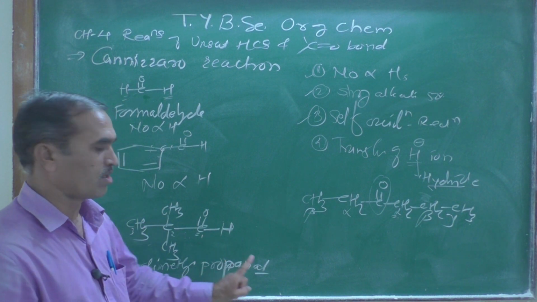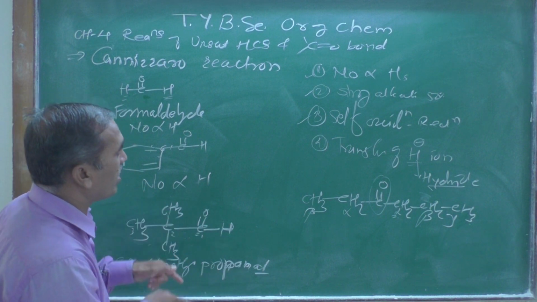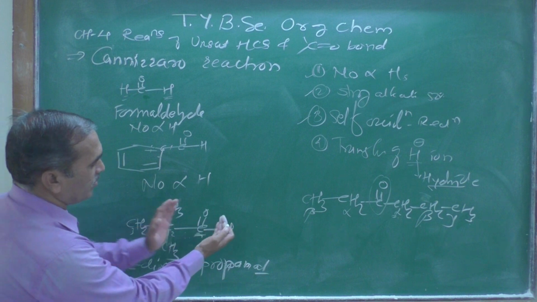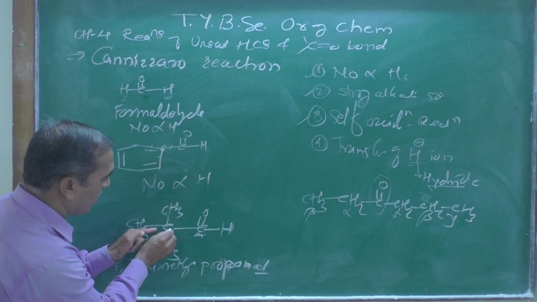Does this 2,2-dimethyl propanal undergo Cannizzaro's reaction? No, it does not undergo. So yes, it undergoes Cannizzaro's reaction. Why? Because there is no alpha hydrogen atom. This is a carbonyl group. On this side there is no carbon atom, but on this side there is a carbon atom, right?